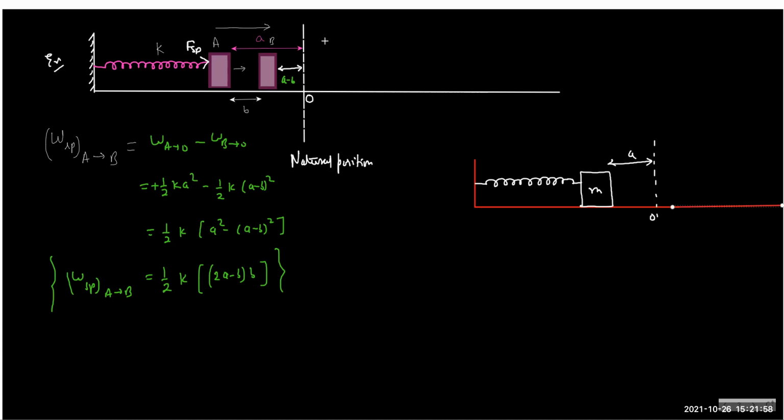And now a block is arriving somewhere here. The block goes from here to here, maybe I can call it B. So now it goes from A to B, something like this. The question is, what is the work done by spring force in this case? Tell me.